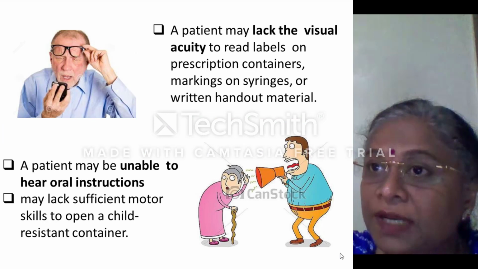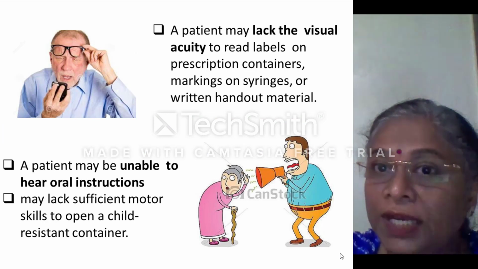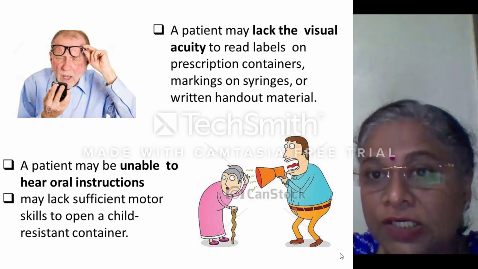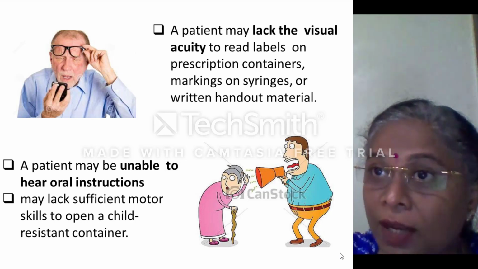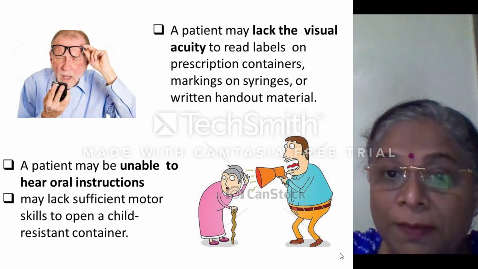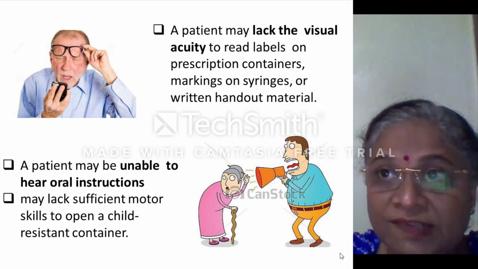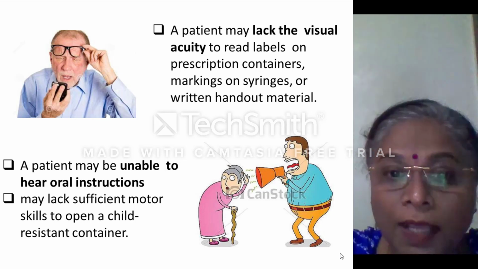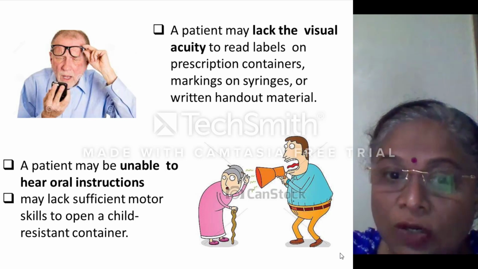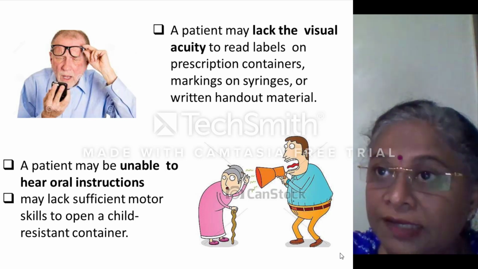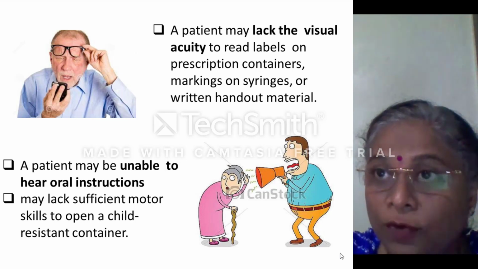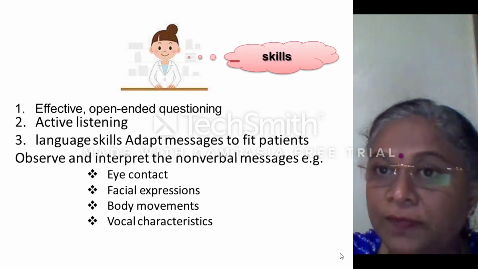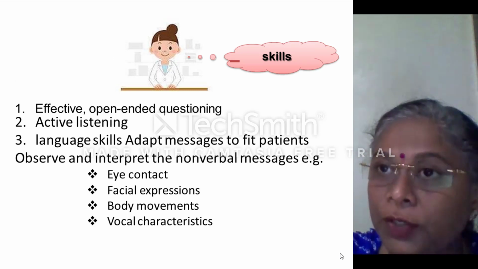A patient sometimes may lack the visual acuity to read the labels or the prescription containers, or sometimes markings on the syringes, or sometimes even the written handout material. Some patients may be unable to hear your oral instructions, so you should take care of that. You should plan for it. They may lack sufficient motor skills to open child-resistant containers. So then you have to demonstrate to them, or suggest proper alternatives. So your skills are very important over here.